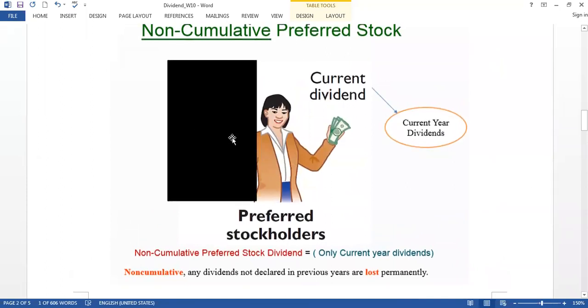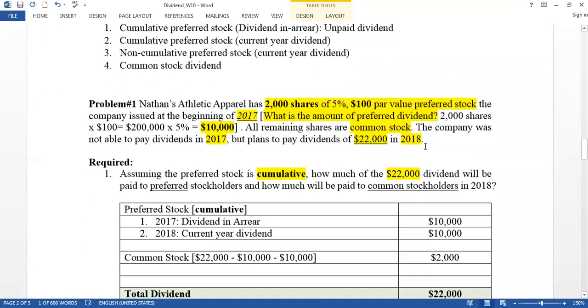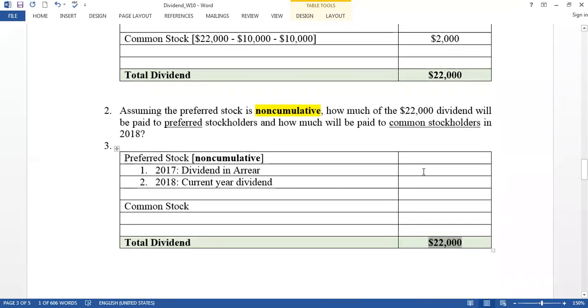That means he is not going to receive any previous year unpaid dividend, right? Only current year dividend. So this amount is 0. The $10,000 dividend in arrear is completely lost, right? So what is the amount of current year dividend? Current year dividend is $10,000, right? This is the current year dividend.